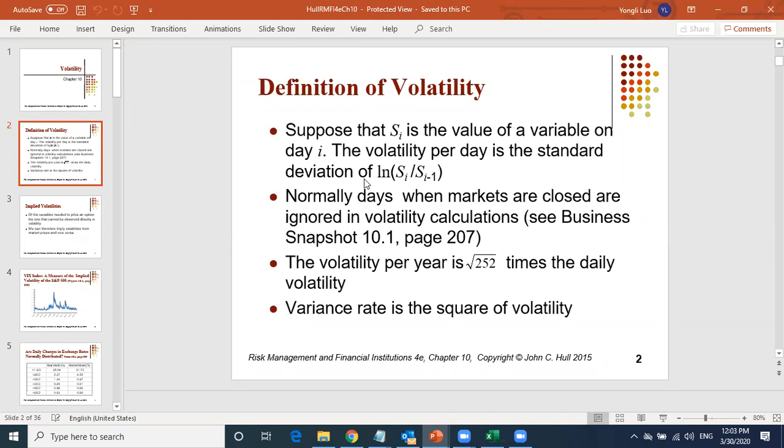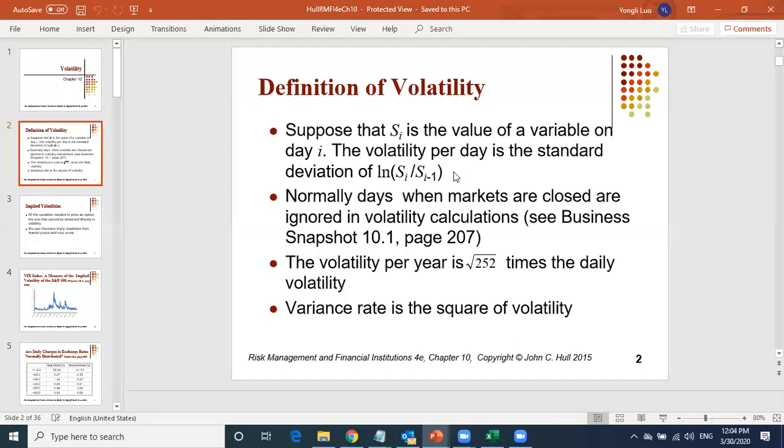If we have the value, S_i is the value of a variable on day i. The volatility per day is the standard deviation. If we take the ln of the price of today divided by S_{i-1}, which is the price of the previous day, that's how you get the volatility.